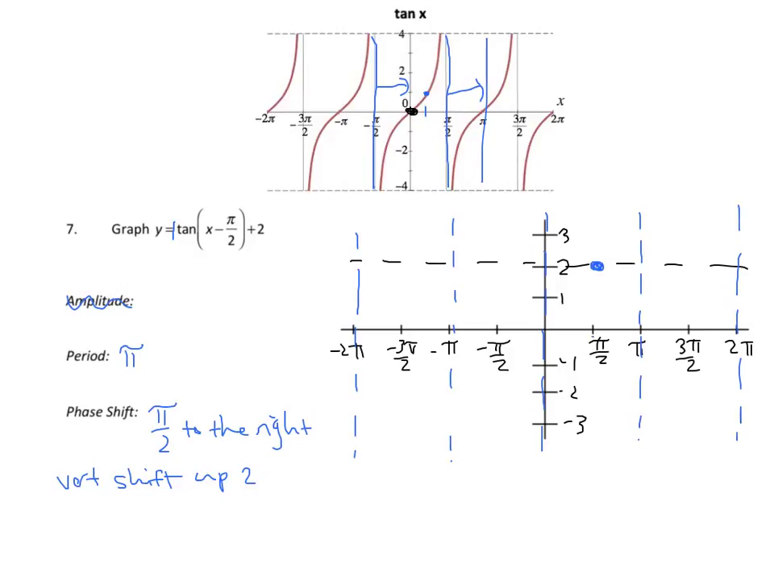And then halfway in between pi over 2 and pi, at 3 pi over 4, I would have a point up 1 unit, and then halfway between 0 and pi over 2, at pi over 4, I would have a point that's down 1 unit, and then I draw the shape of my graph. And then I'm going to have that same graph in between each pair of asymptotes.